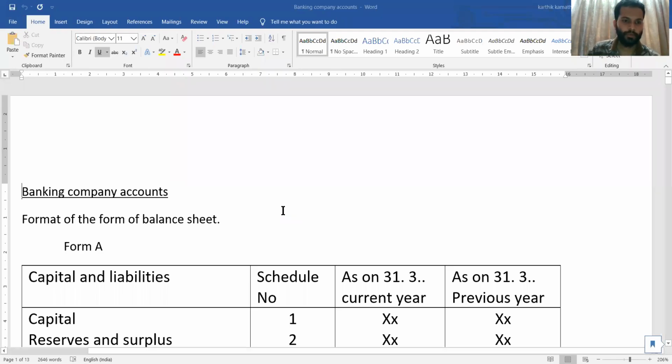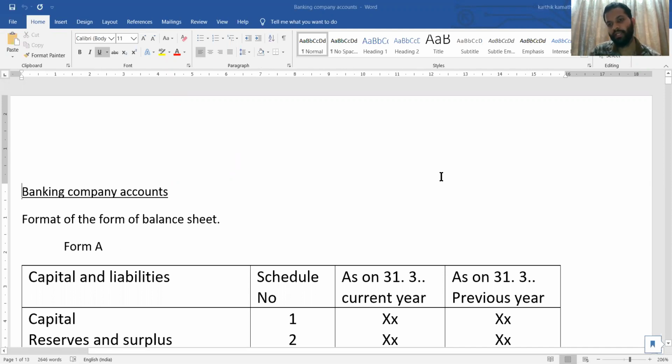Today we are going to discuss banking company accounts. From the examination point of view, it is a very lengthy problem, but you can attend the 6 and 12 marks problems because they are very easy in nature, with no or very few adjustments. They are going to ask the problem.